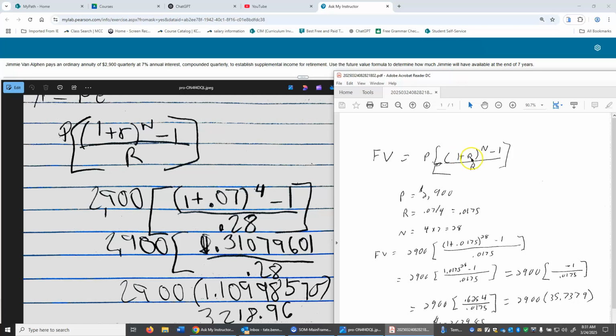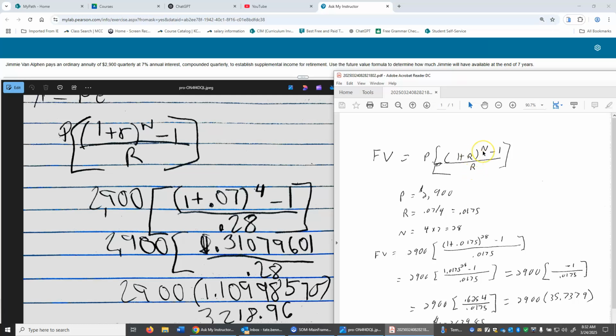R is the rate per period. And so it's 7% annual interest compounded quarterly. So you've got to take that 7%, change it to decimal, which I think you saw, 0.07. But it's quarterly, which means 4 times a year, so you've got to divide it by 4. So it'd be 0.0175 per period. And that's what goes in for R.